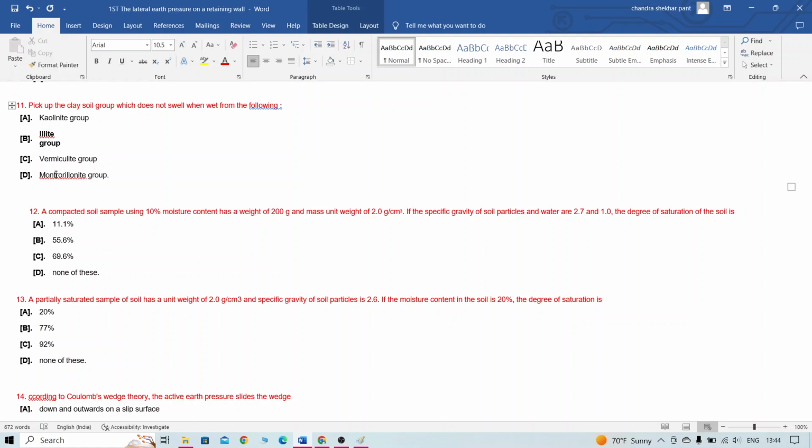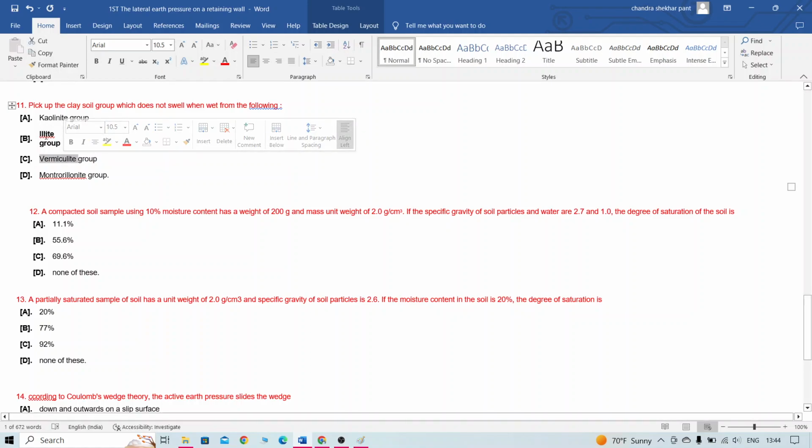The kaolinite group is the one which swells a little bit. If we talk about the vermiculite group, it swells more than the kaolinite group. But the illite group generally doesn't show any swelling property in the presence of moisture. So the answer will be the illite group.